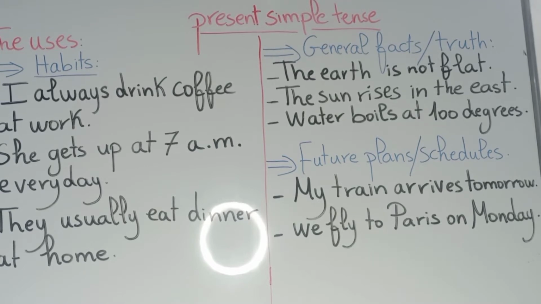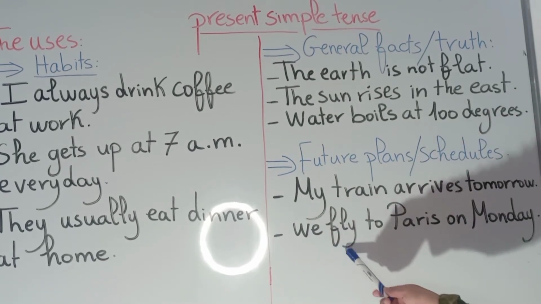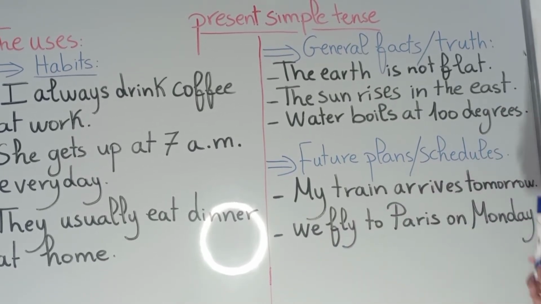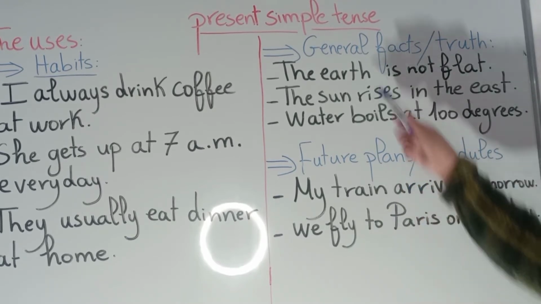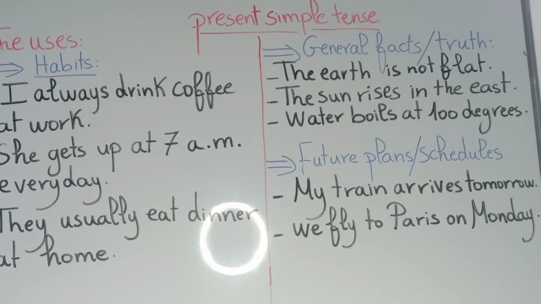Also, we have another one. We fly to Paris on Monday. Yes, you can say we will fly to Paris on Monday, but grammatically, it is correct when you say, we fly to Paris on Monday. So feel free to use the future plans in the present simple tense and don't be confused.